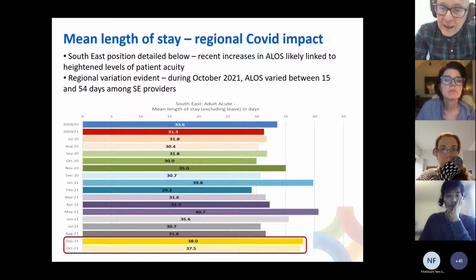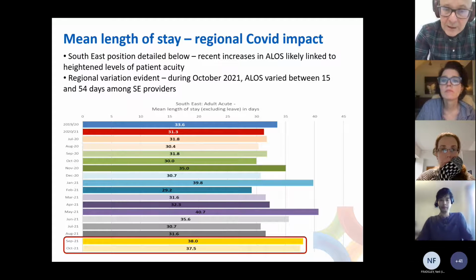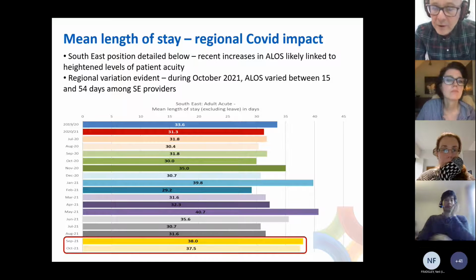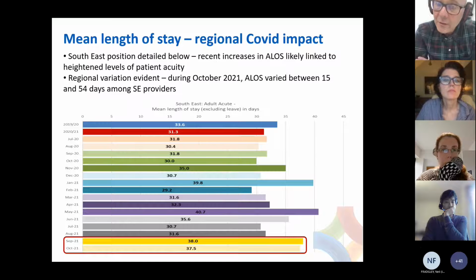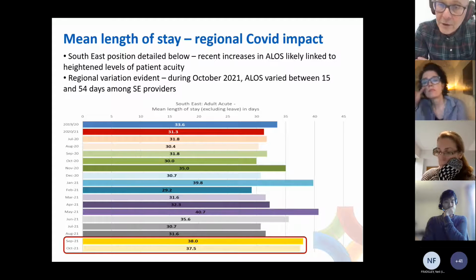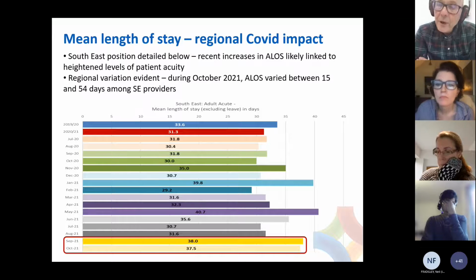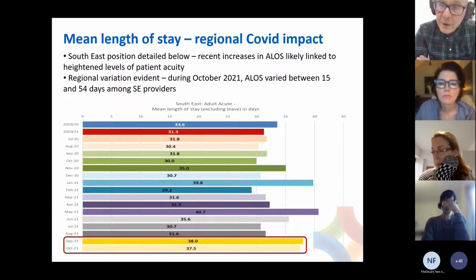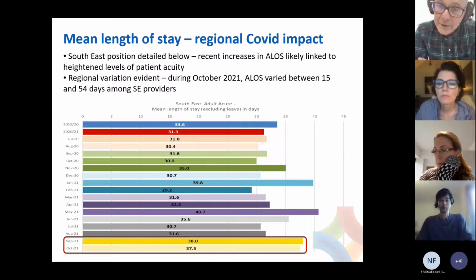It's not the highest length of stay we've seen in the region, which was actually in May of this year, where it was nearly 41 days, but we can see some of that build-up through the autumn. So the most recent data for September and October suggests about 38 days. This would start to position the region towards the top end of the national range now, towards the upper quartile. So the region at the moment is positioned between the mean and the upper quartile, but it's moving in the direction of the upper quartile.